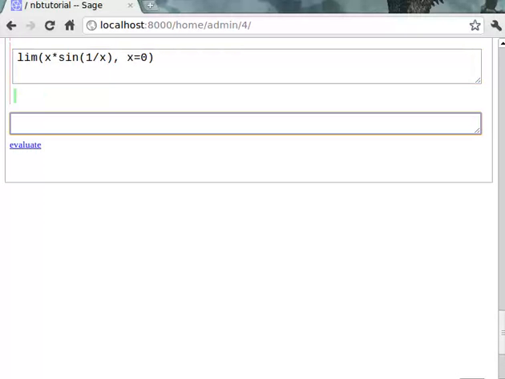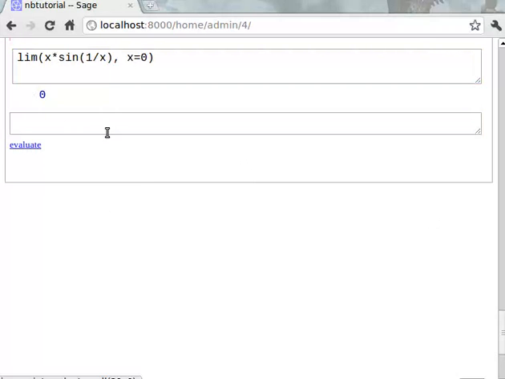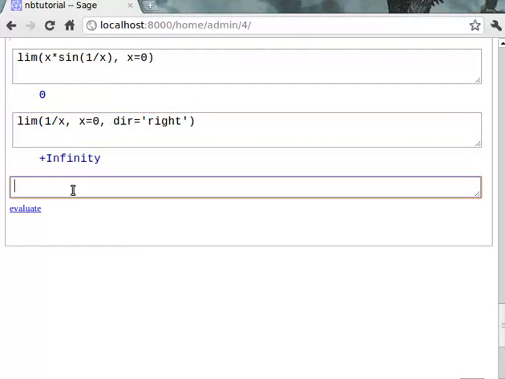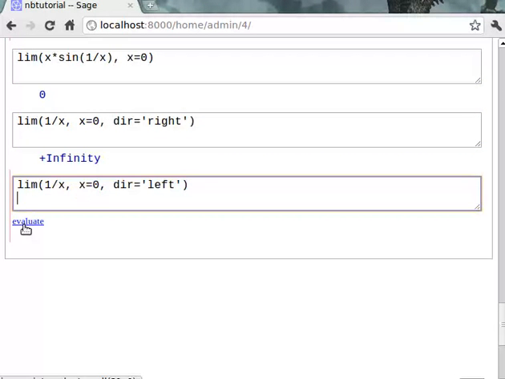It is also possible to find the limit at a point from one direction. For example, let us find the limit of 1 by x at x is equal to 0 when approaching from a positive side. Lim within brackets 1 by x comma x is equal to 0 comma dir is equal to within single quotes right. To find the limit from the negative side, we say lim within brackets 1 by x comma x is equal to 0 comma dir is equal to within single quotes left.